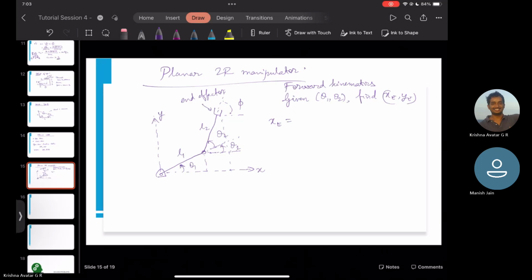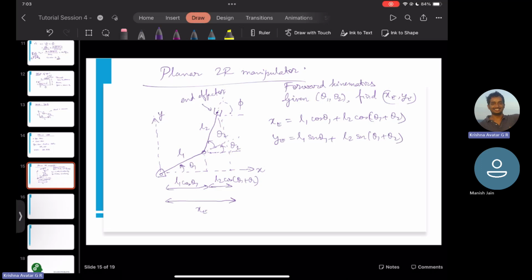So xc is, this is our xc, or maybe from here to here. Now it's composed of two components. This is one component, which is L1 cosine theta 1, and this is L2 cosine theta 1 plus theta 2. So xc is L1 cosine theta 1 plus L2 cosine theta 1 plus theta 2. Likewise for yc, we have L1 sine theta 1 plus L2 sine theta 1 plus theta 2. And we have the end effector angle phi equal to theta 1 plus theta 2 from the transversal law, right? So this was for the forward kinematics.